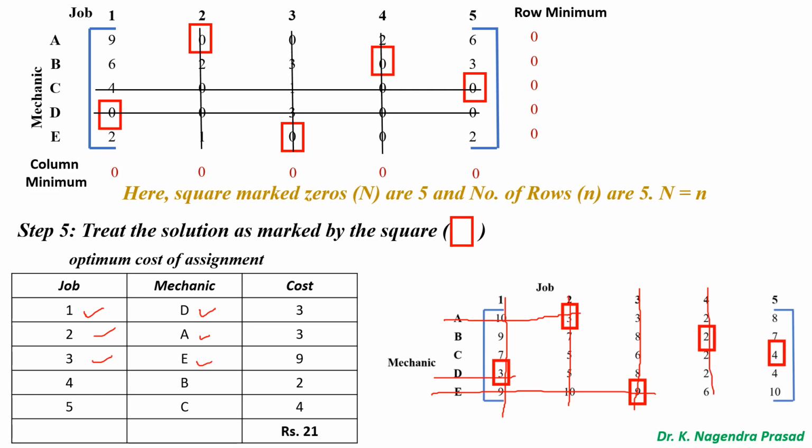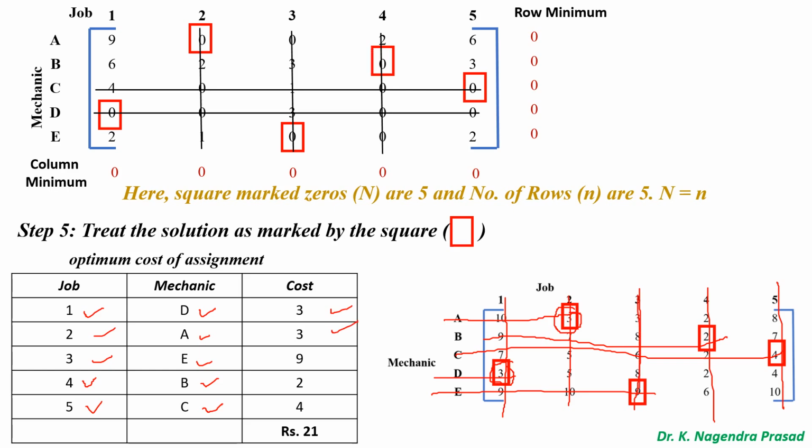For the fourth job we assign mechanic B. And similarly, for the fifth job we assign mechanic C. Similarly, we observe the cost at the respective marked positions. For the first job and mechanic D, the cost is 3. For the second job and mechanic A, the cost is 3.